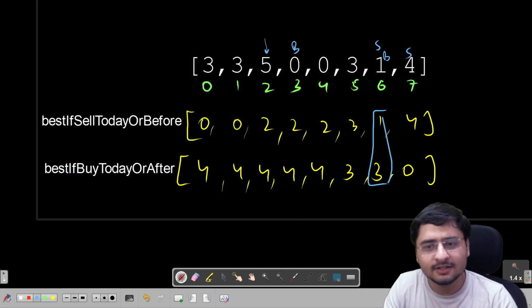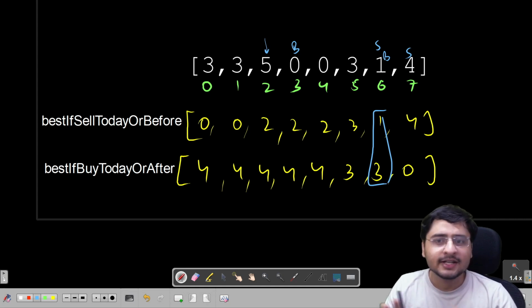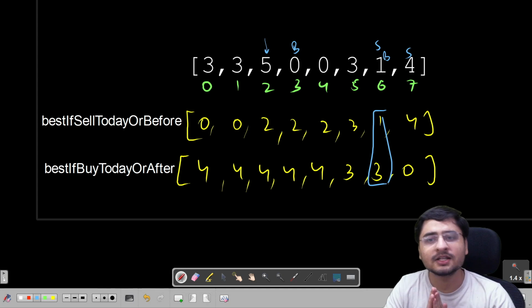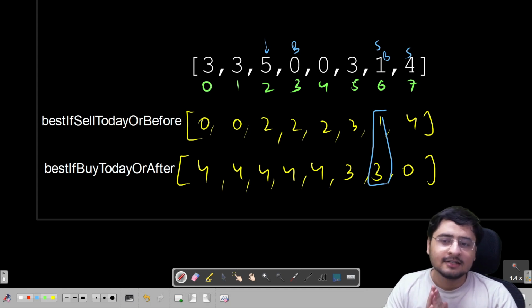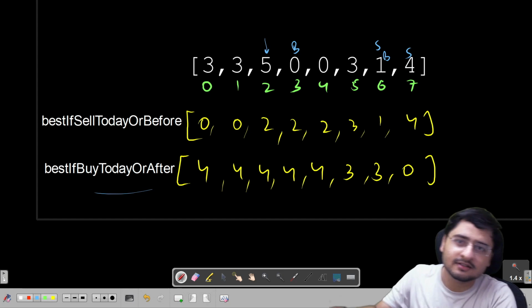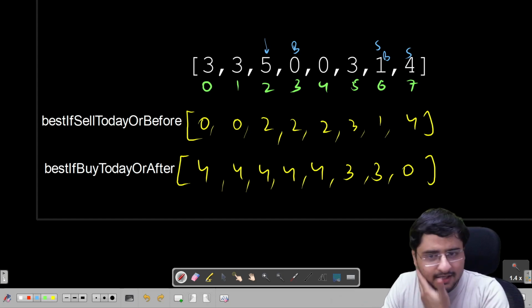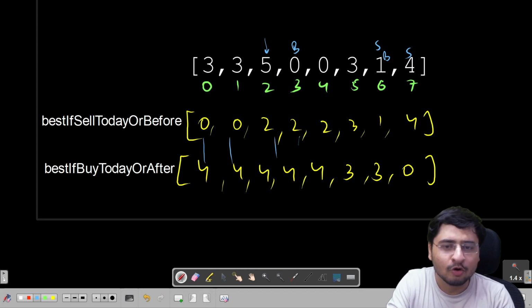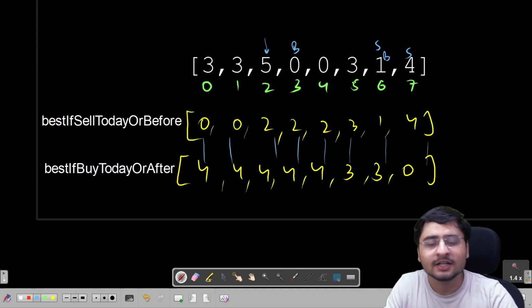And that is actually a good thing, because both of these transactions are non-overlapping. You're finishing one transaction before you're starting another transaction. And both of them are separate transactions in themselves, because this array says today or before, and this array says today or after. What we are going to do in the end is simply consider the max of the sum of all these values.